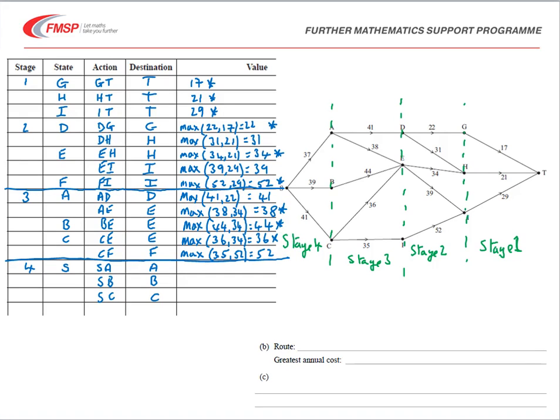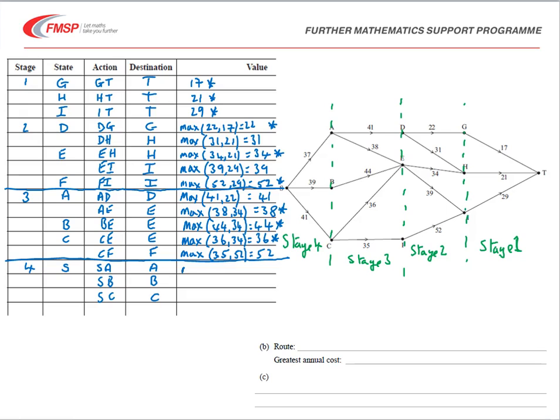I'll just jump forward again, this time completed stage 3, doing exactly the same, looking at the action and then the maximum of the weight for that action and the current value of the destination, the current minimax value of the destination, and at each stage marking which of those gives me the minimax. Finish off then with the fourth stage.